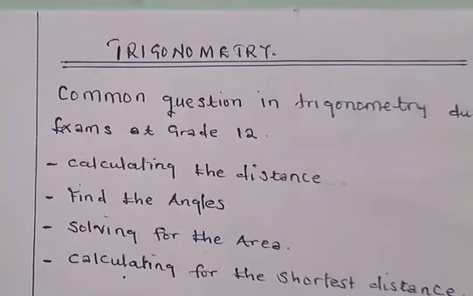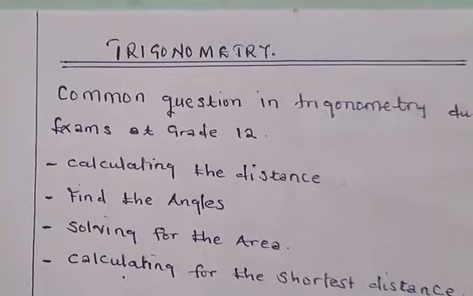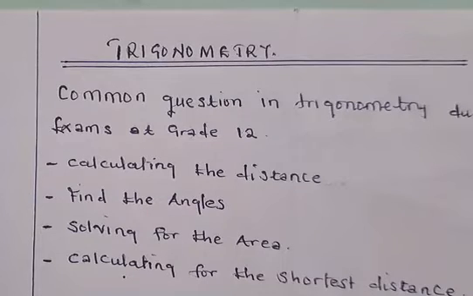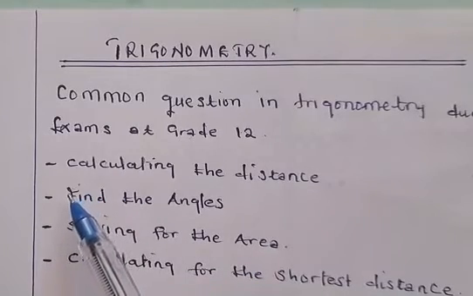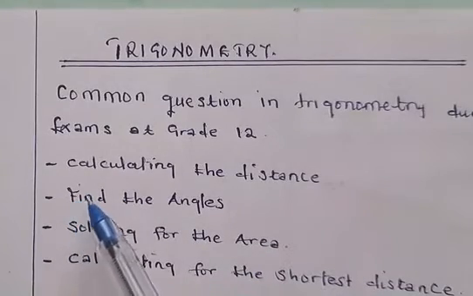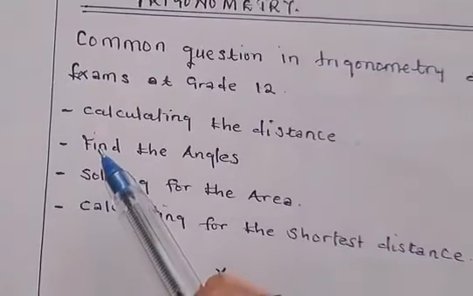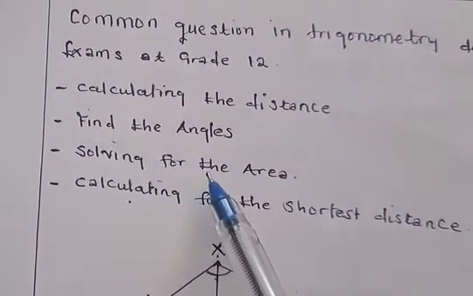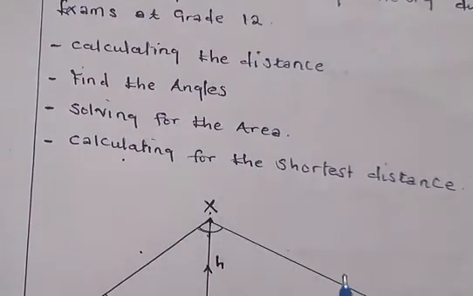So in this video, we'll talk about trigonometry. We'll focus on the common questions that come up in grade 12 exams in trigonometry, following the Zambian syllabus. The four most important questions that may come up in exams: the first one is where we're told to calculate the distance. Then sometimes we may be asked to find the angles, solving for the area. And of course, the last one, I don't know about you, but I used to hate this part, where it says calculating for the shortest distance.